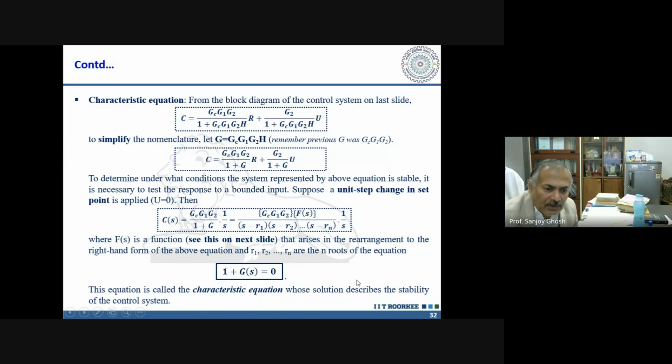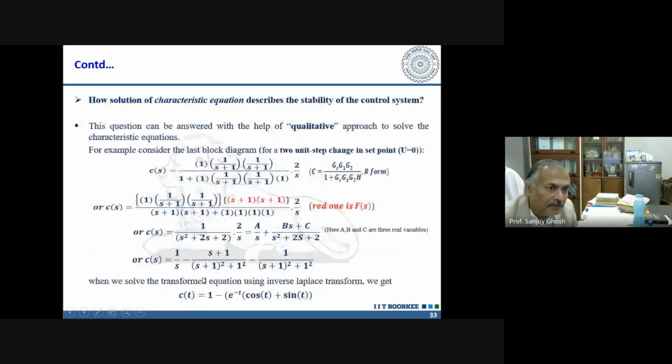Now the characteristic equation is basically 1 by 1 plus G equal to 0. This is 1 plus G. So my bottom part is always the characteristic equation, 1 plus G equal to 0. 1 plus G equal to 0 is the characteristic equation. That will tell you the character of the equation. The whole process, whether it is stable or not stable, can be analyzed from this equation only.